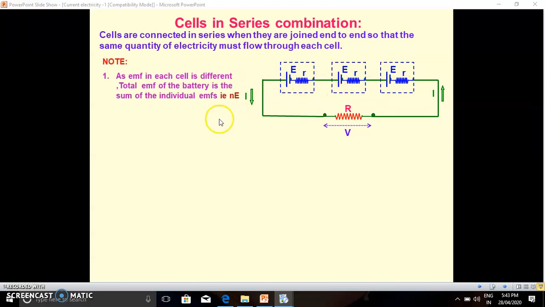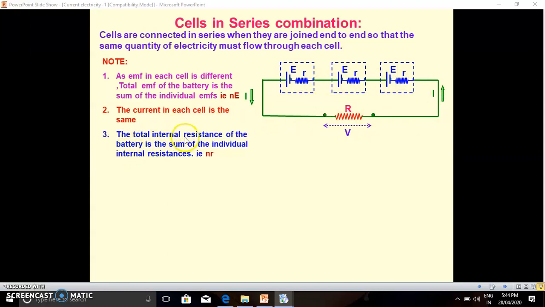Now we'll see some characteristics. As the EMF in each cell is different, the total EMF of the battery is the sum of all individual EMFs. So if E is the EMF and we have connected n number of cells, then the total EMF is nE. Then the current in each cell is the same. As I told you, as the cells are connected in series, they follow the same path, so the current in each and every cell will be the same.